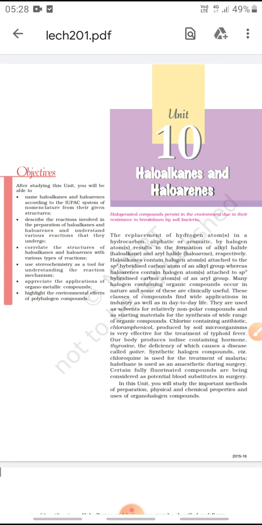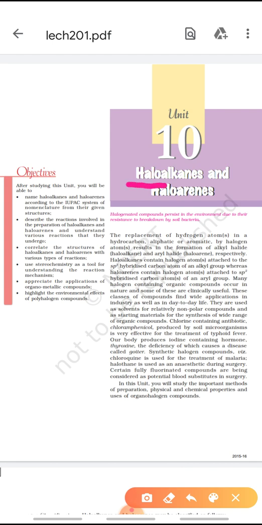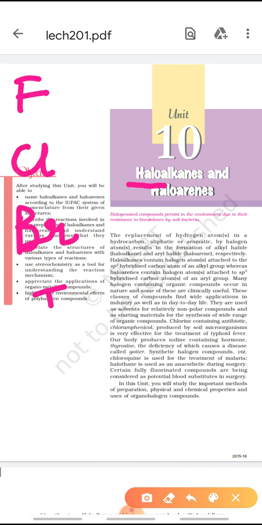Children, today we are starting with the first chapter of organic chemistry, that is haloalkanes and haloarenes. Now children, as you are already familiar with the words haloalkane and haloarene, we can start with the chapter directly. I'll just give you a small introduction. You all know the meaning of the word halo. Halo means the halogens: fluorine, chlorine, bromine, iodine, and astatine is also there, but its compounds we are not going to study.